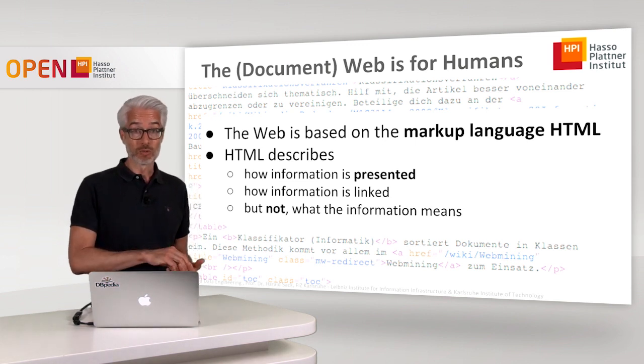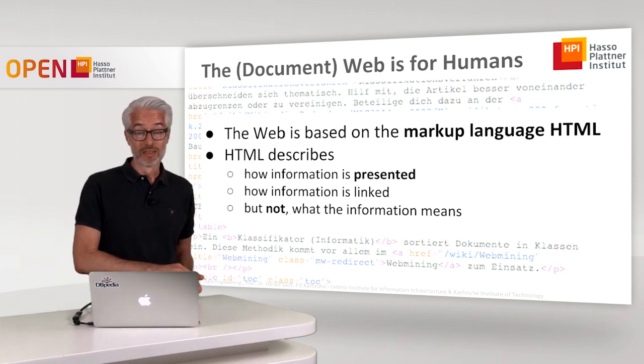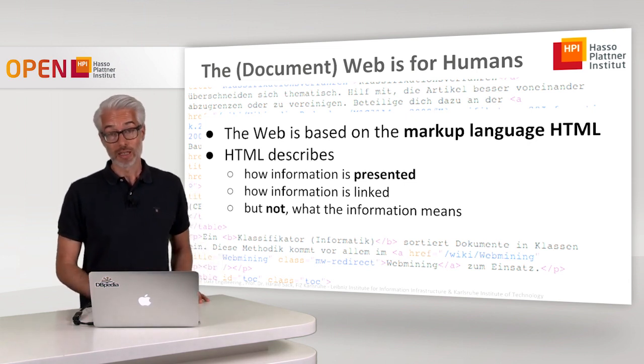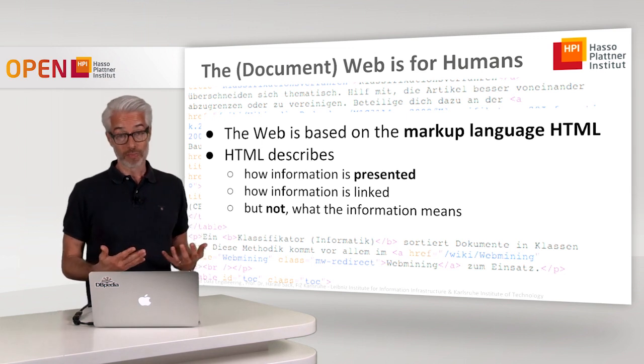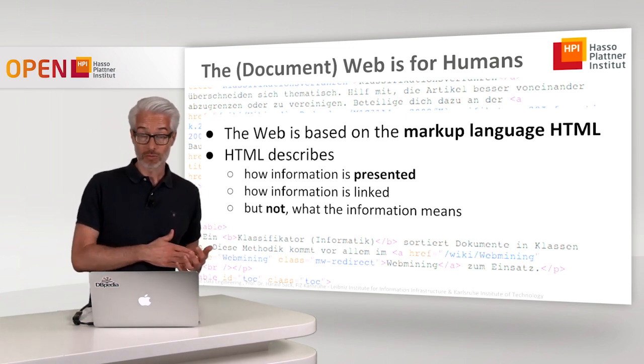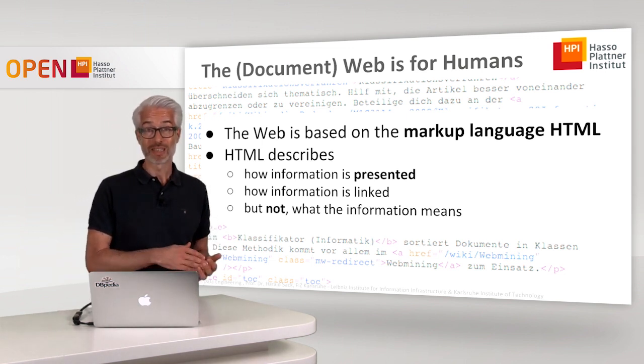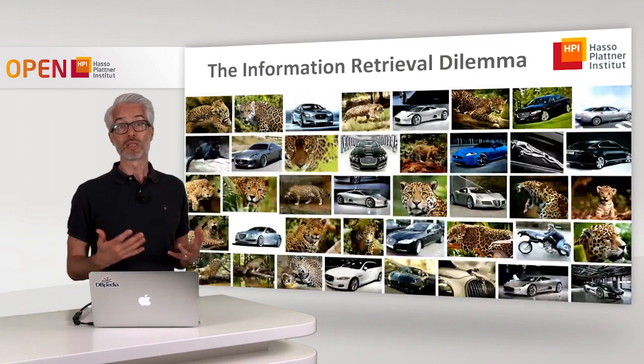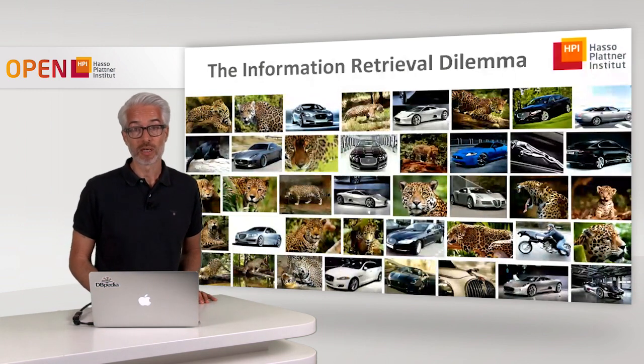And here, of course, we will run into problems. So the problem is, what does the information mean? And for example, if you look at the search engine, to get the correct result of what you are looking for, the search engine must more or less understand what you are looking for. And there is, for example, this rather prominent dilemma, this so-called information retrieval dilemma.